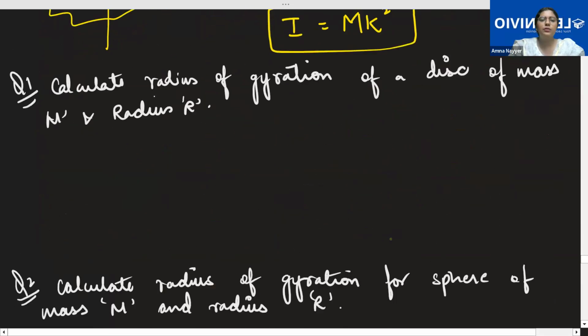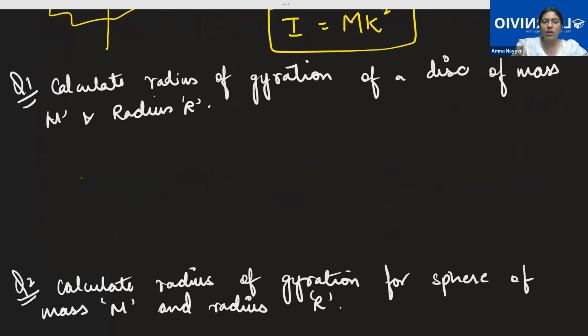Look at this example. Calculate the radius of gyration of a disk of mass m and radius r. See, by default, when nothing is mentioned, we take this as the axis that is perpendicular and through the center.